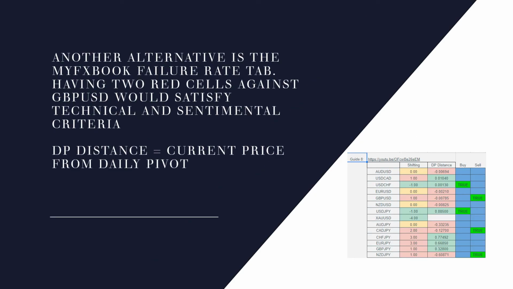Another alternative is the MyFXBook failure rate tab, and having two red cells against the pound USD would not only satisfy technical but also sentimental criteria. The DP distance is basically the current price from the daily pivot. When they buy, price should fall, and when they sell, price should go up. Here's the dollar yen, they sold it, price went up. The pound USD, they went long, price fell. And that would be quite typical and quite normal.